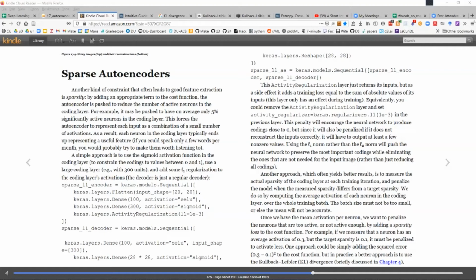People are here, or a lot of people are here. Let's go ahead and get started. So today we were going to cover these. I put this on the Slack. We're going to cover pages 582 to 591 and the sections sparse autoencoders through generating Fashion MNIST images, and I think we'll be able to make it through that.